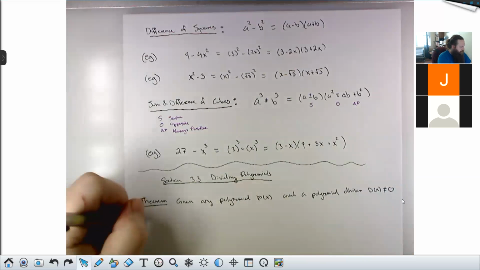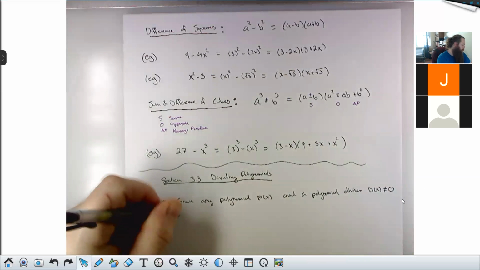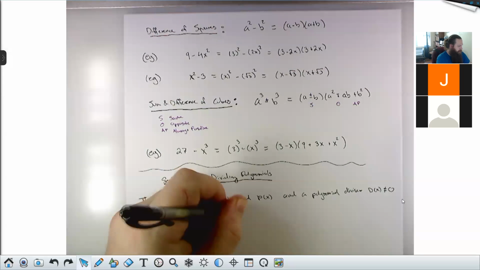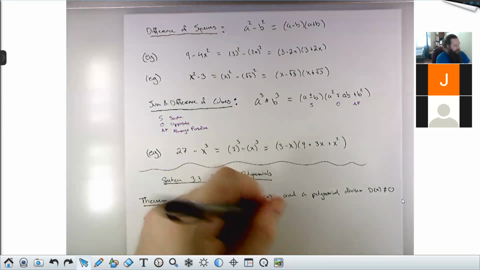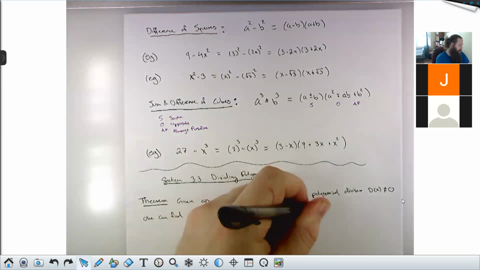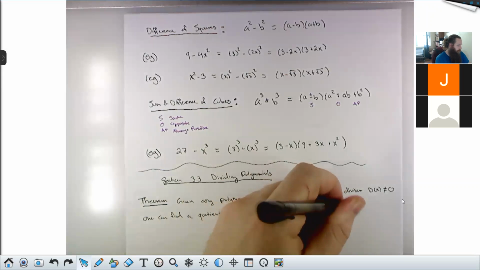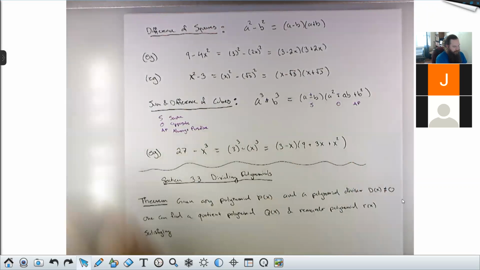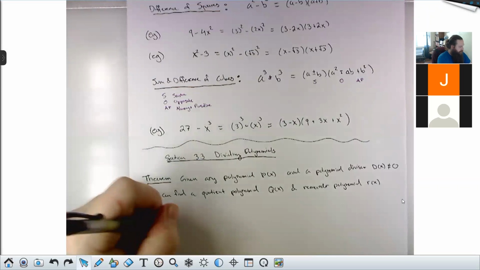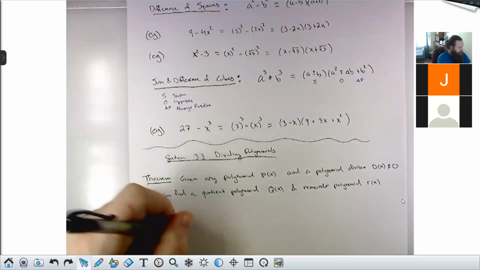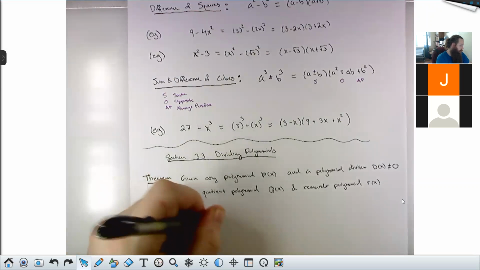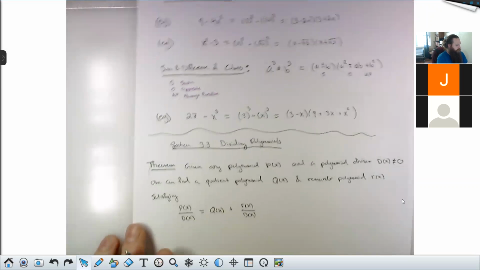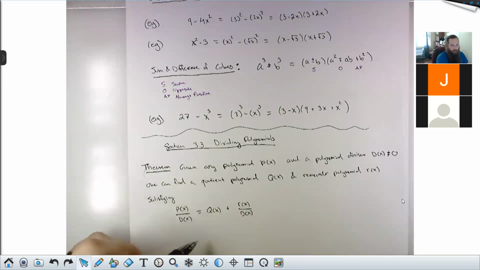There's two ways we can say this. One can find a quotient polynomial Q of X and remainder polynomial R of X satisfying, again, two different ways to write this, P of X divided by D of X is equal to Q of X plus R of X over D of X. So this is like you divide P by D, you get Q plus a remainder term.